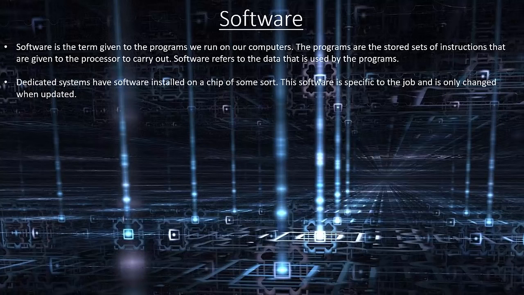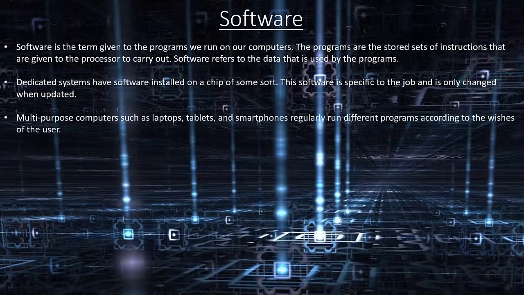Dedicated systems have software installed on a chip of some sort. This software is specific to the job and is only changed when updated. Multi-purpose computers such as laptops, tablets, and smartphones regularly run different programs according to the wishes of the user.